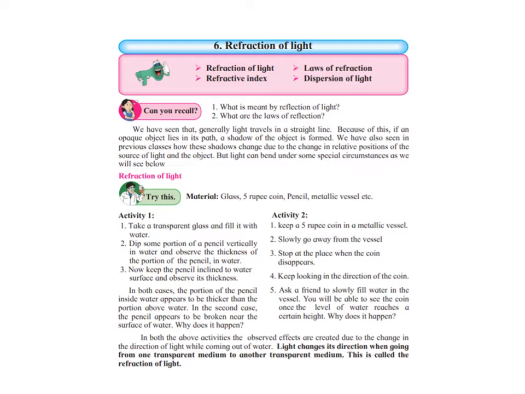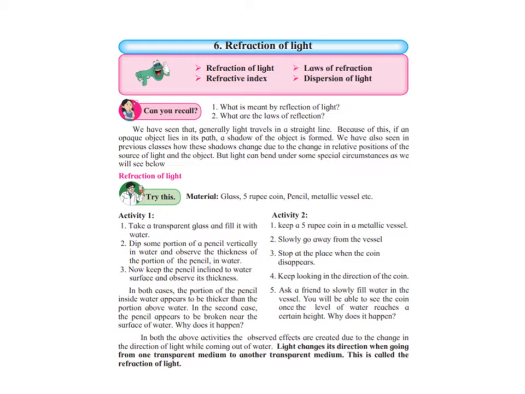Now you'll be seeing in both the cases, that is point number 1 and 2, the portion of the pencil which is inside the water appears to be thicker than the portion which is above water. And in the second case, the pencil appears to be broken near the surface of the water. Means when it is perpendicular, the part which is inside the water looks thick as compared to the part which is outside. And when it is slanting, it not only looks thick, it also looks as if it is broken.